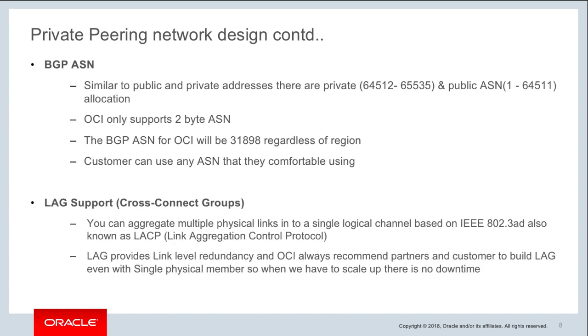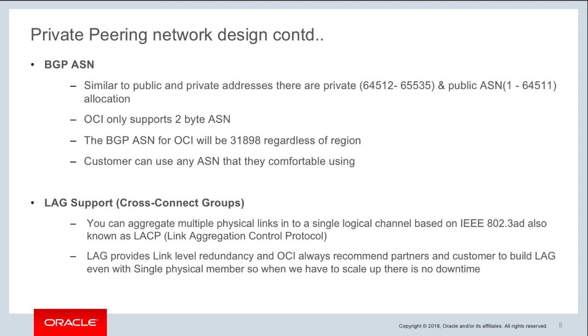We also support LACP for cross-connect groups. When you're creating the FastConnect virtual circuit, we support cross-connect groups. In a cross-connect group, you can have up to 8 cross-connects. And the best part is that they provide you redundancy when you are connecting into the OCI. So even within a single router, if you have multiple physical links connecting into it, you have that physical level redundancy on your cross-connect.